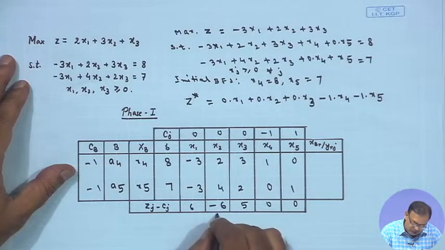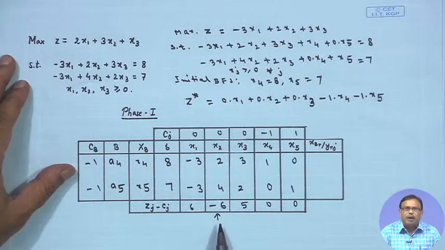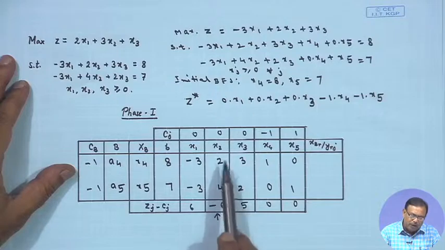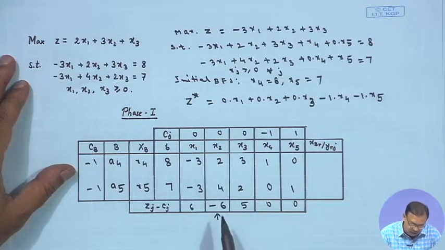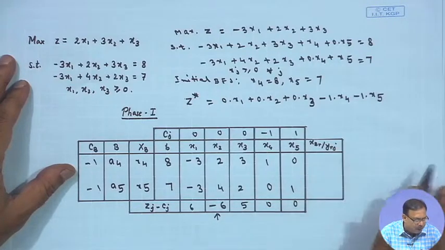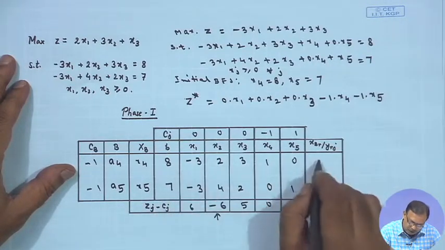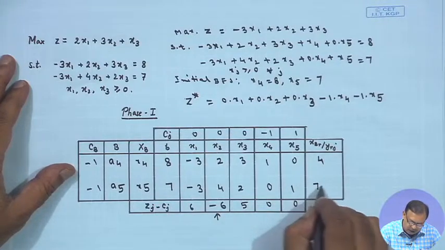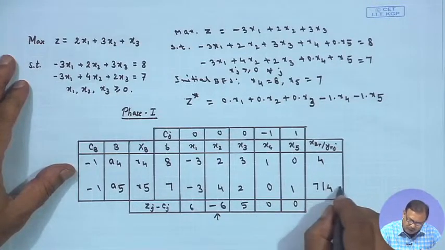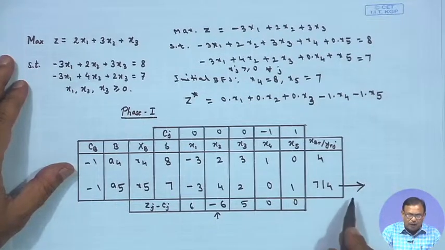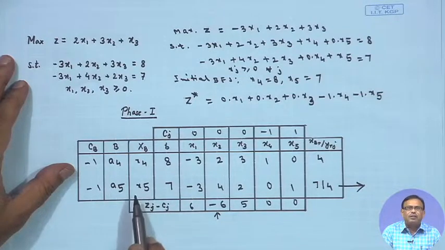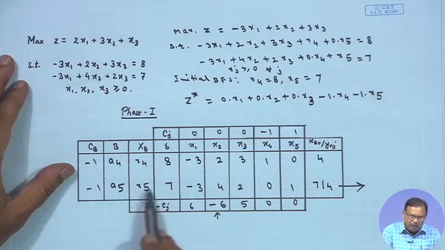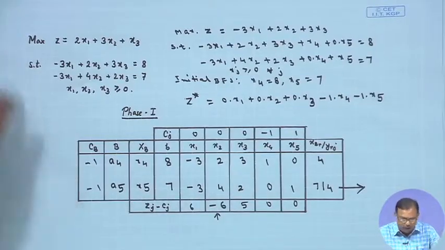So, therefore, you have a negative, the most negative is minus 6. Corresponding to this column, the variable is x 2. So, your entering vector is x 2 for this case, and I have to calculate the ratio. Now, the ratio for this case is 8 by 2, 4, for this case it is 7 by 4. So, 7 by 4 is minimum. So, your departing variable for this case will be x 5. Therefore, in the next simplex table of phase 1, x 5 will be replaced by the variable x 2.